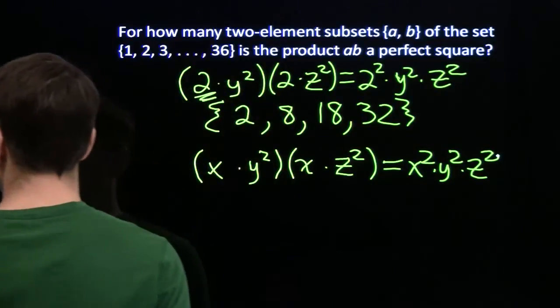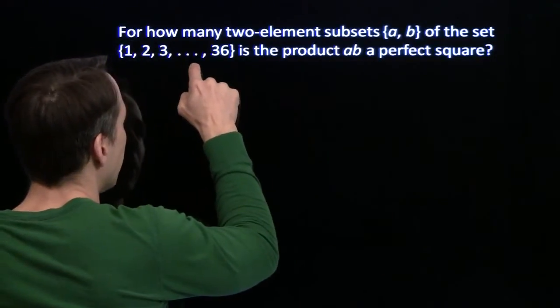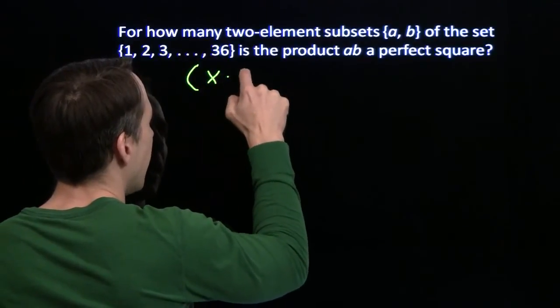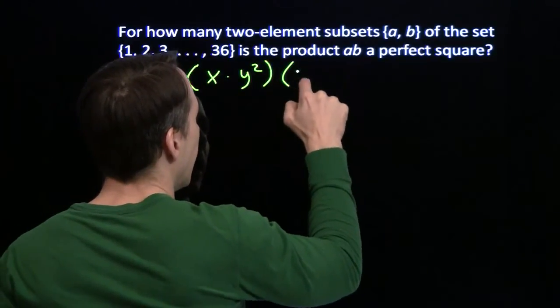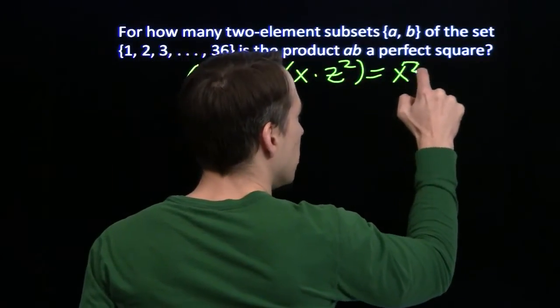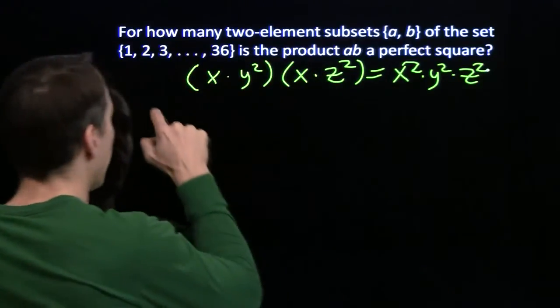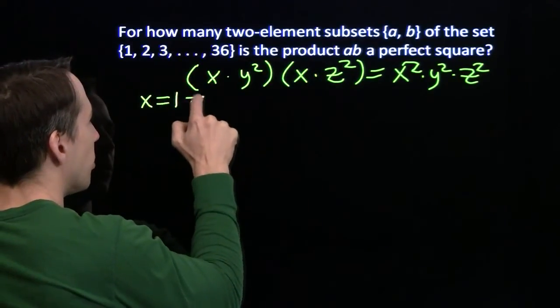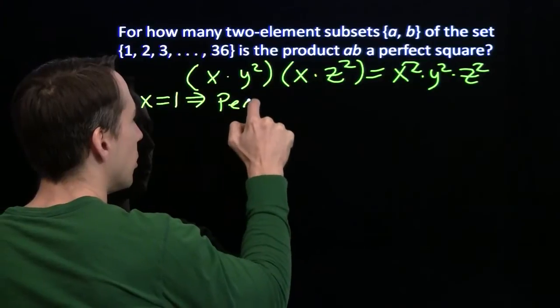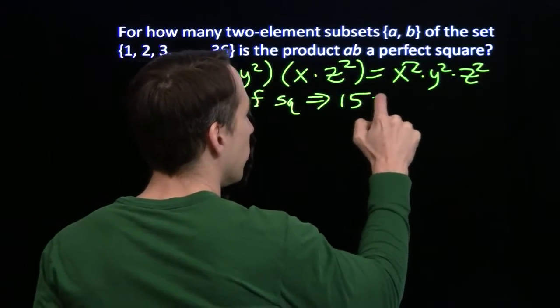And now we're ready to count. And this is how we're going to count. We know that we're trying to count the pairs that look like this. X times y squared, x times z squared. Because that'll come out to be x squared times y squared times z squared. Now, for x equals 1, we already did that. These are the perfect squares. And we found 15 total. We already did that one.